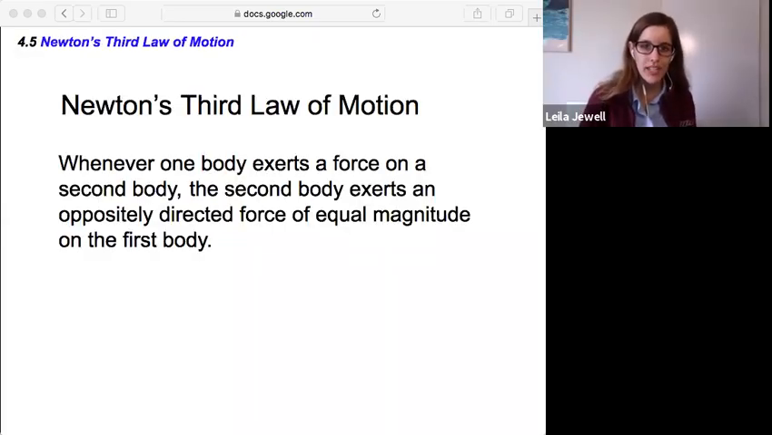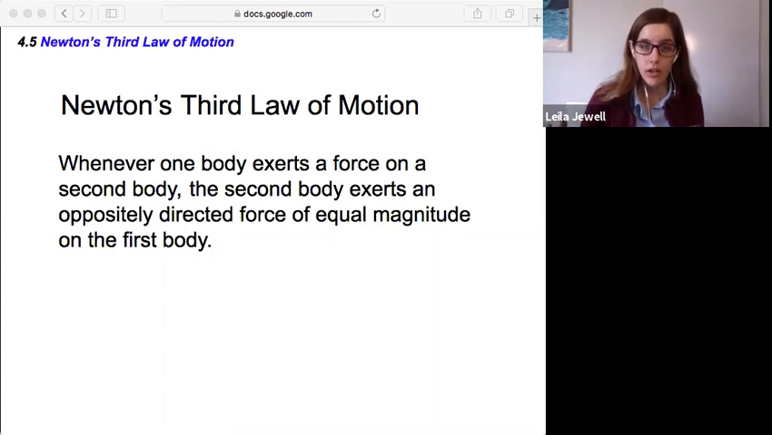Section 4.5, Newton's third law of motion. This is the final law that we'll begin to look at. It says whenever one body exerts a force on a second body, the second body exerts an oppositely directed force of equal magnitude on the first body.